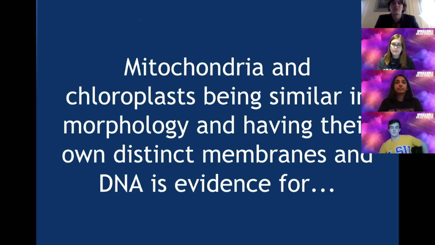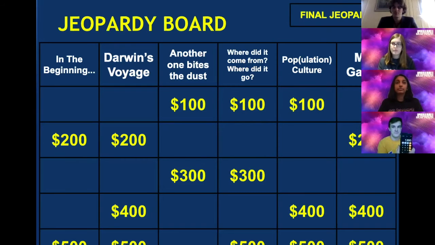Mitochondria and chloroplasts being similar in morphology and having their own distinct membranes and DNA is evidence for Connor. What is the serial endosymbiosis theory? Mini games for 4, please.